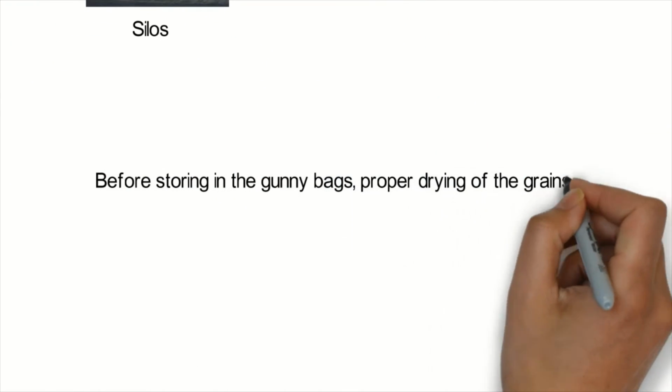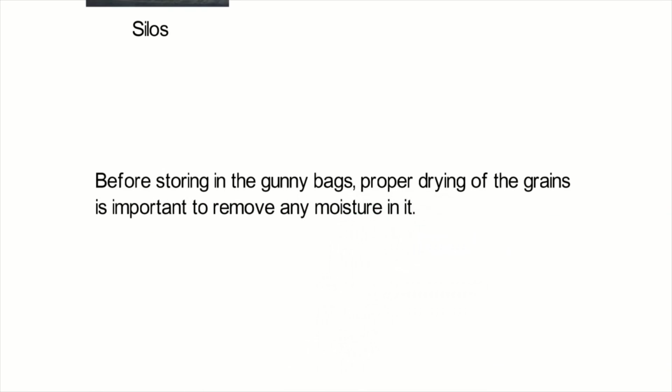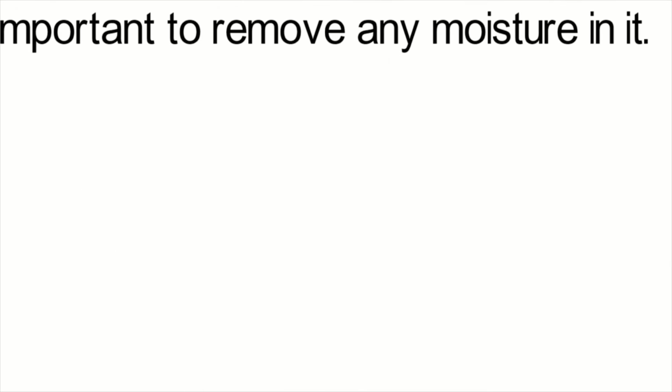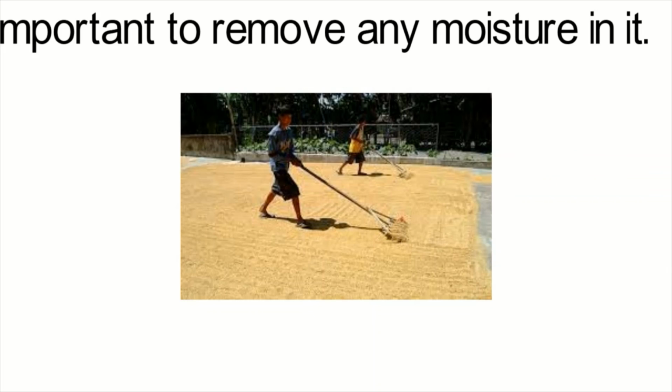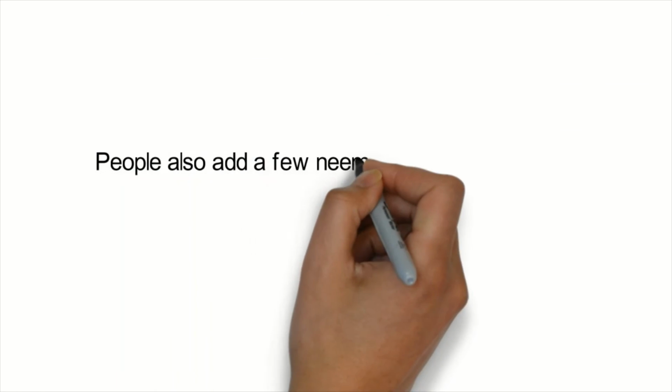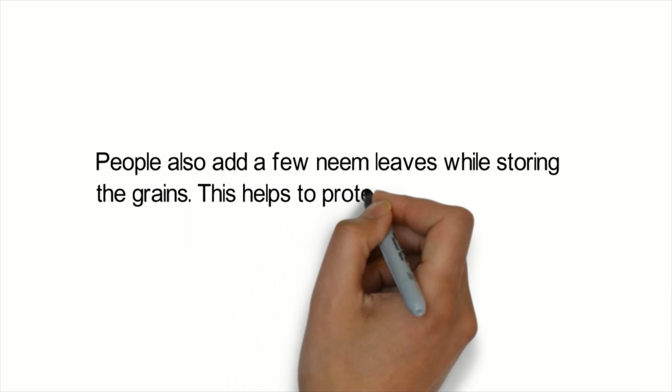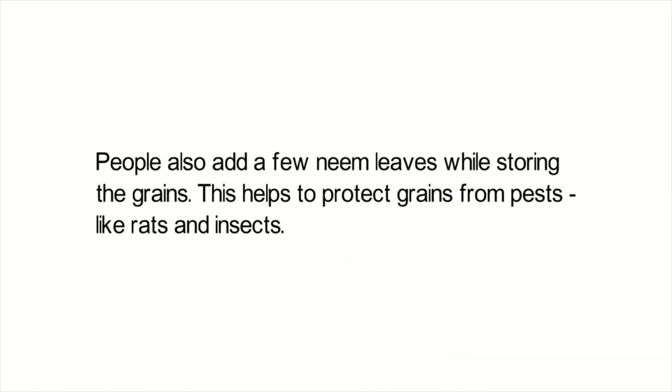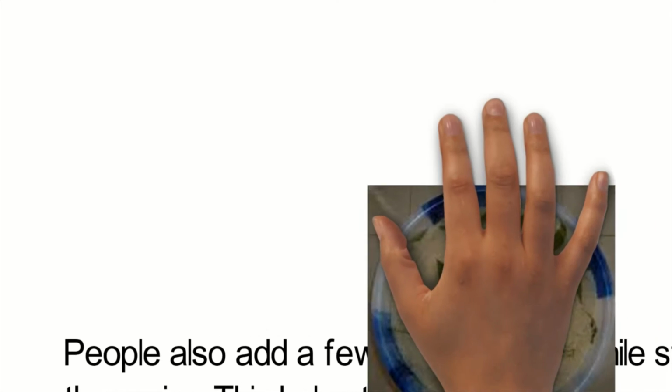Before storing in the gunny bags, proper drying of the grain is important to remove any moisture in it. And drying is done under the sun. People also add a few neem leaves while storing the grains. This helps to protect the grains from pests and insects.